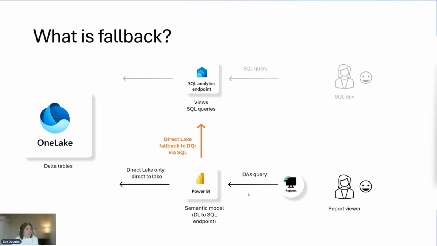So what happens here is we create our Direct Lake model. And then if we can read the Direct Lake Delta tables directly, we do Direct Lake, right? If there's a problem with that, we fall back and then read it through the SQL endpoint. Now we have that SQL translation layer. It's going to be a little slower, right?